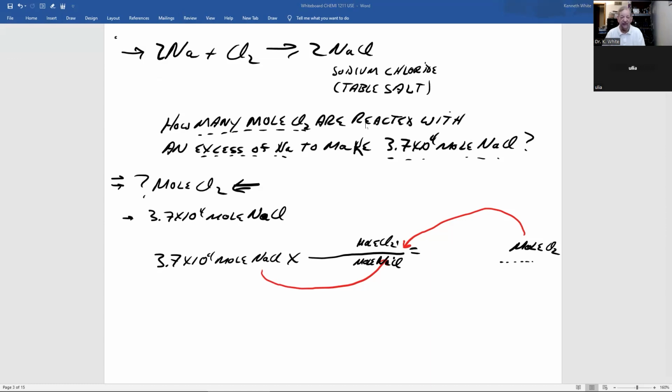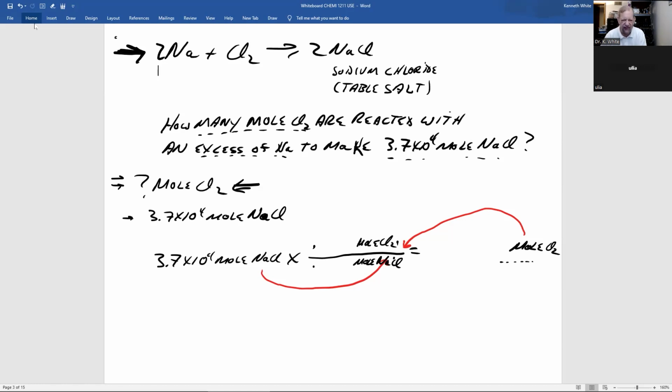I see somebody already beat me to my next question, but for those of you at home watching, what numbers go on top and bottom there? Well, that's a good question. Where do we get a relationship between moles of Cl2 and moles of sodium chloride, NaCl? And the answer is right here.